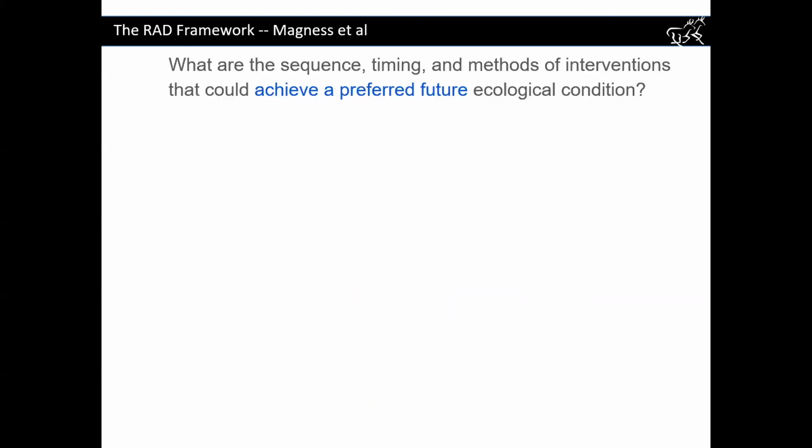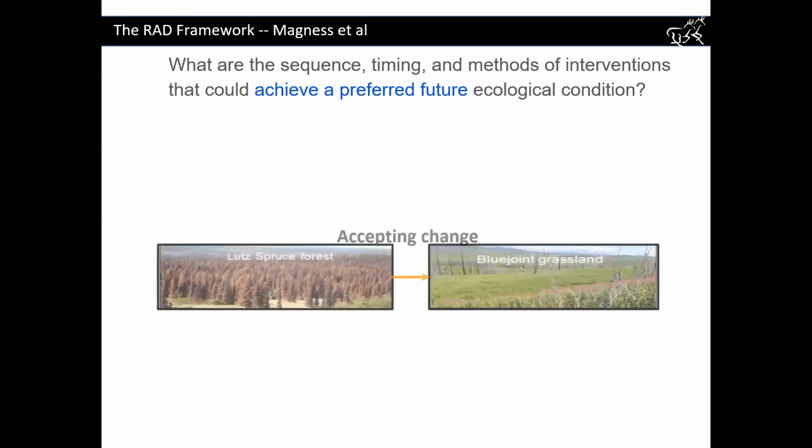Okay, the second paper is led by Dawn Magness and others. And the questions explored there are what are the sequence, the timing, the methods of intervention that we could use to achieve a preferred future ecological condition. So where Dawn works in the Kenai Peninsula in Alaska, right now, the Lutz spruce forest is transforming into a bluejoint grassland due to wildfire, drought, beetles, all kinds of stuff. And this is a change that maybe these land managers don't want to accept.